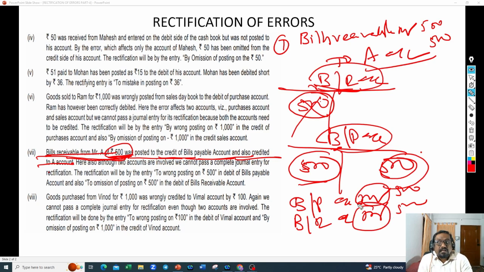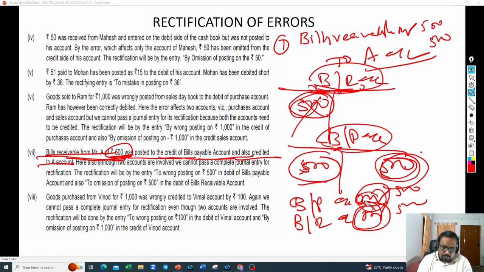Where is the credit? If there is only debit, then how will that entry become a complete entry? When will the entry become complete? When there is a debit, there should be a corresponding credit. When there is a credit, there should be a corresponding debit. Then only you will consider that a complete entry. In this case, bills payable account was wrongly debited, so you are debiting to rectify. Bills receivable account was not debited, so you have to debit it. Both are coming under the debit side only. When both are being debited, how will that become a complete entry? It cannot be a complete entry.